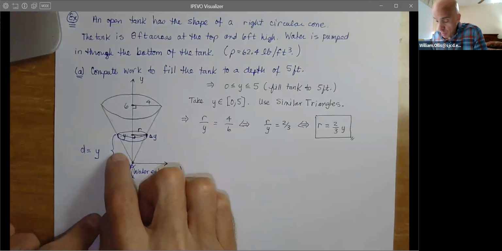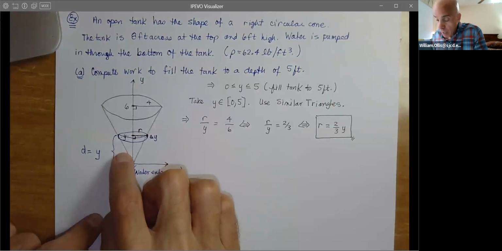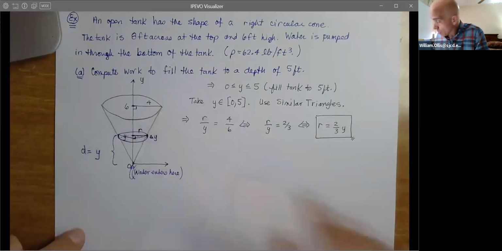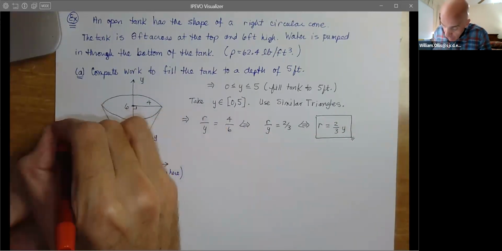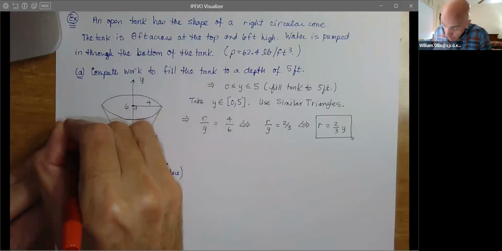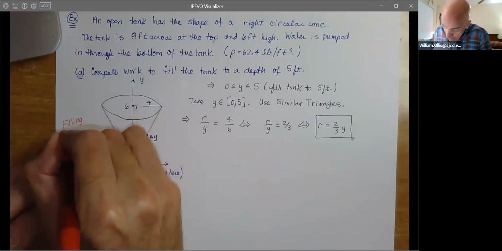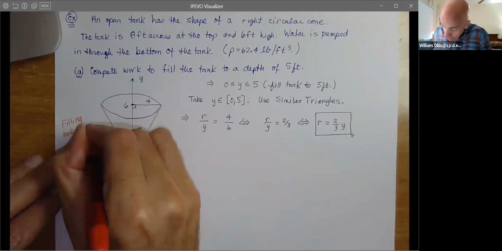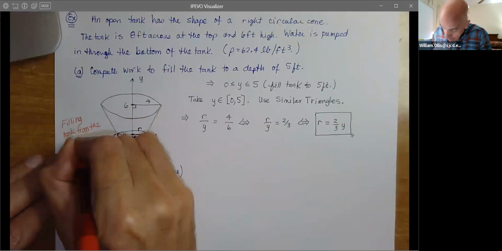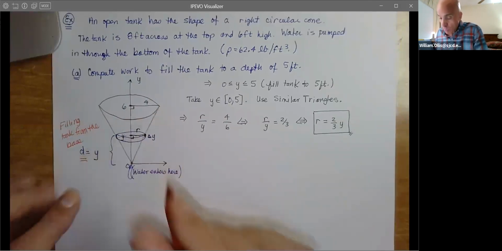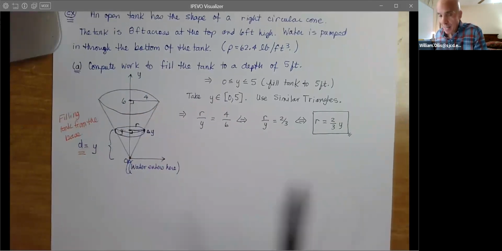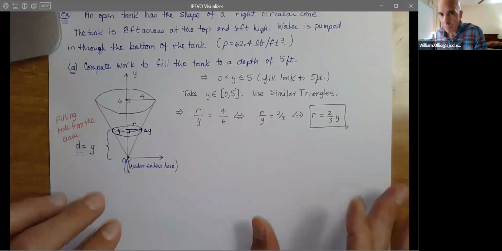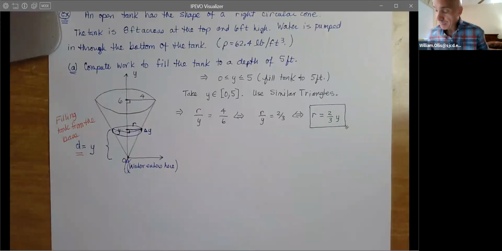And so the distance that the slab moves is different when we're trying to evacuate the tank as opposed to fill the tank. So just remember, we are filling the tank from the base. And so that gives us a D equal to Y. So that's a big difference here. So make a note of that. That makes this problem much more difficult than the last one.